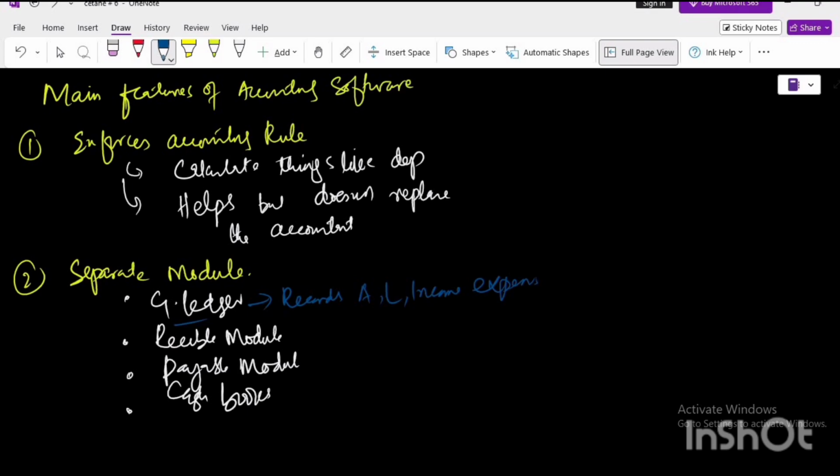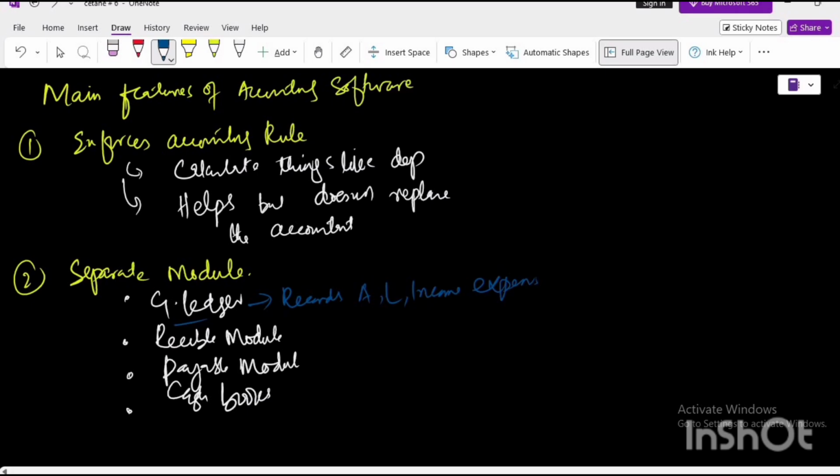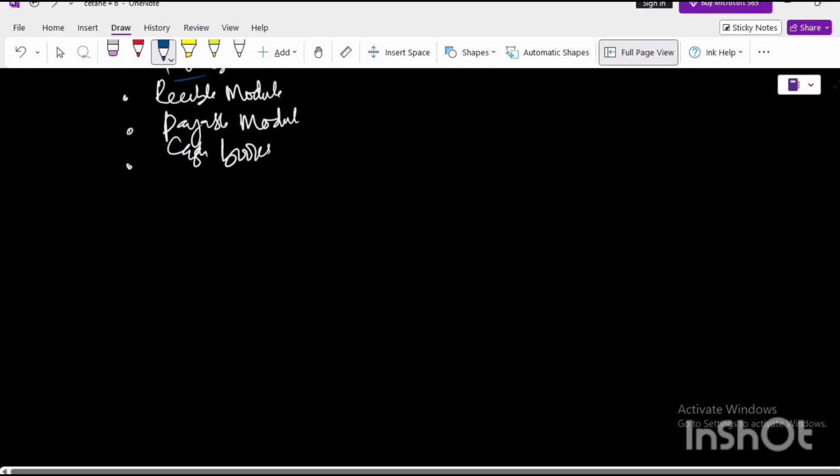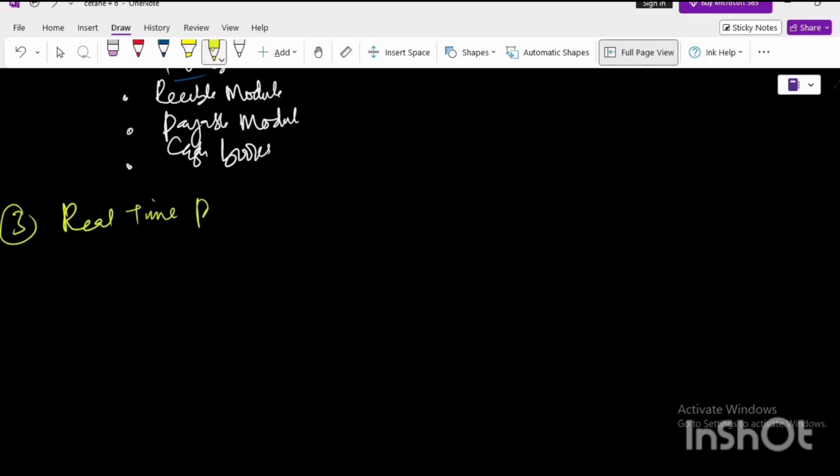And same like the others, the receivable ledger tracks money owed by each customer. Payable ledger definitely tracks the money the business owes to each supplier, and cash book records cash payments and receipts including petty cash, right? So this is the second feature that you have to understand. Let's move on to the third feature. The third feature is real-time processing.